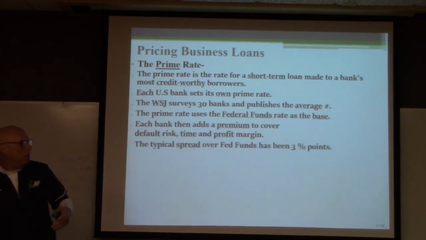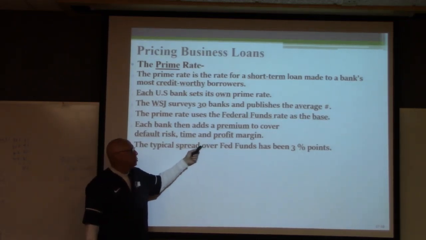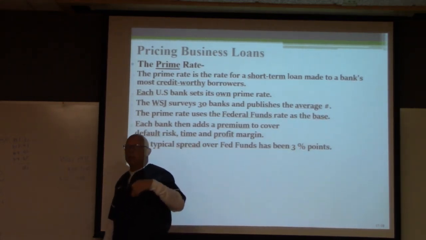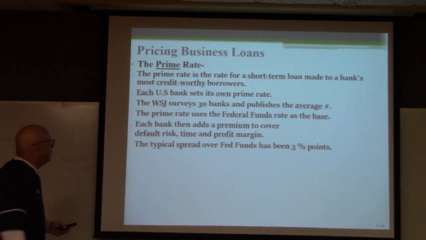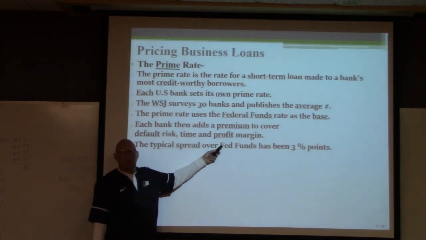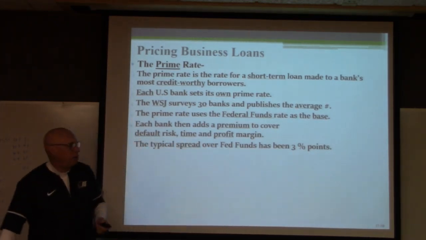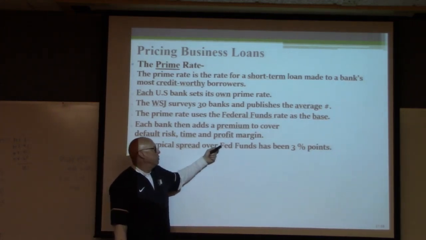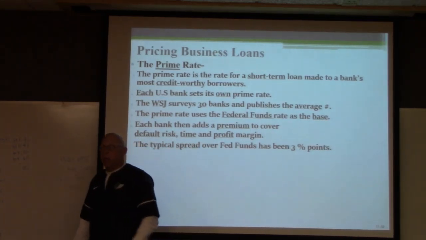Studies show that the typical spread over Fed funds has been about 3 percentage points. So you take the Fed funds and you add 3 points in order to cover default and time and profit margin. The Fed funds rate right now is, I think, somewhere between 2 1/4 and 2 1/2. And so the prime rate on a business loan is going to be about 5 1/4 to 5.5%. A couple of years ago, before the Fed started raising rates, the Fed funds rate was 0, and so you were looking at a bank loan rate of about 3%.